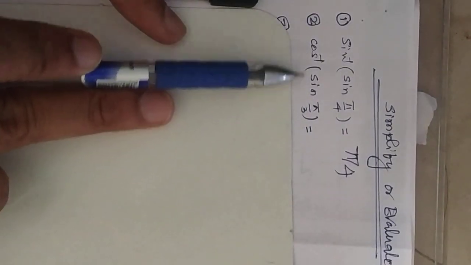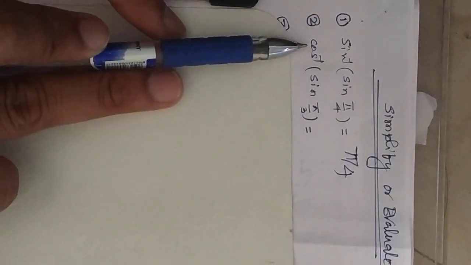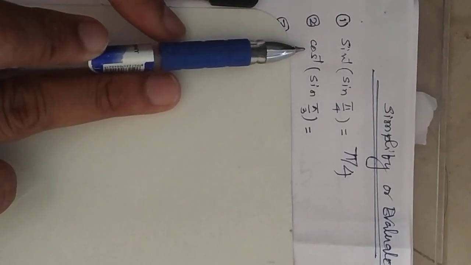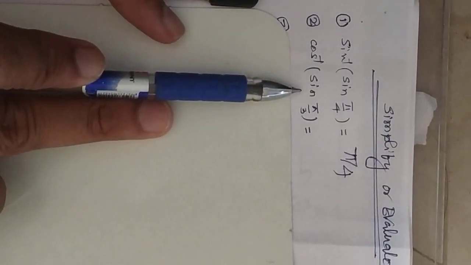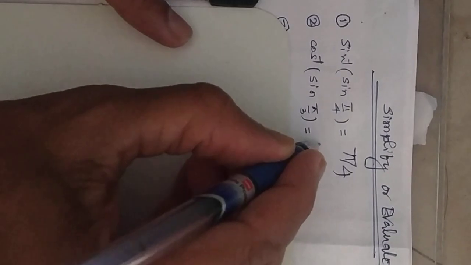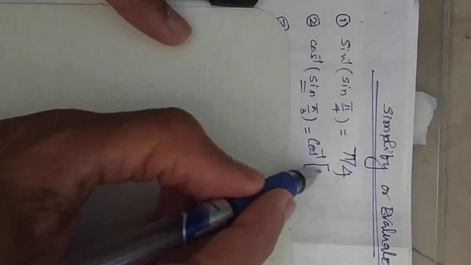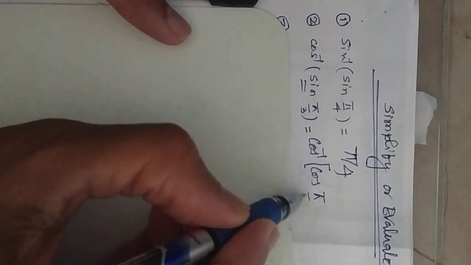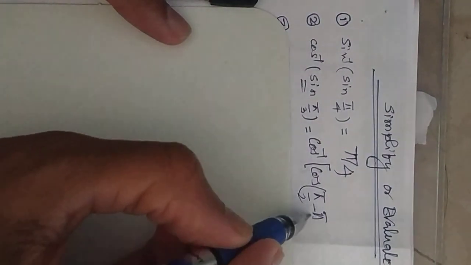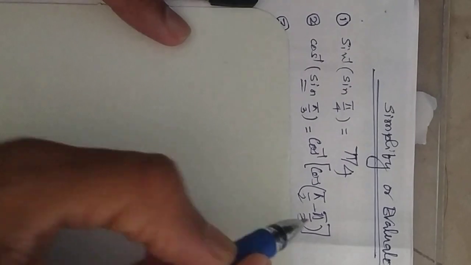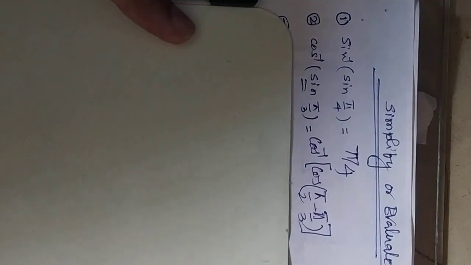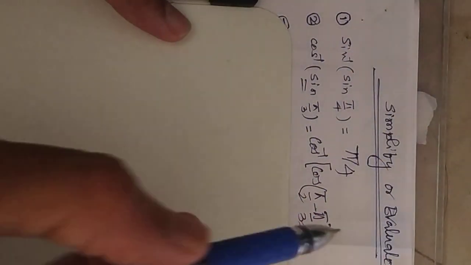Now over here, cos inverse of sine. Now we don't have any such formula. Outside cos inverse is there, inside sine is there. So what is to be done? This cos inverse I will keep as it is, and this sine can be written as cos of 90 minus theta. Cos of 90 minus theta. Okay.